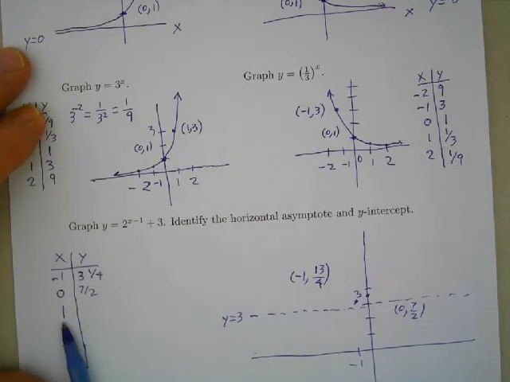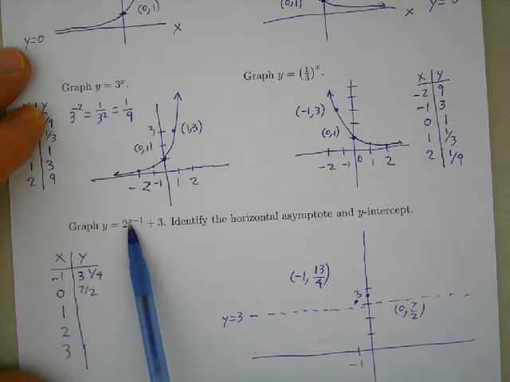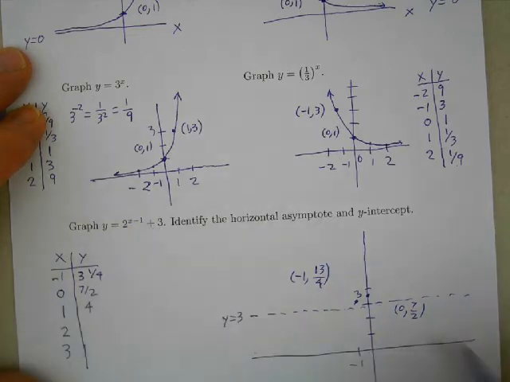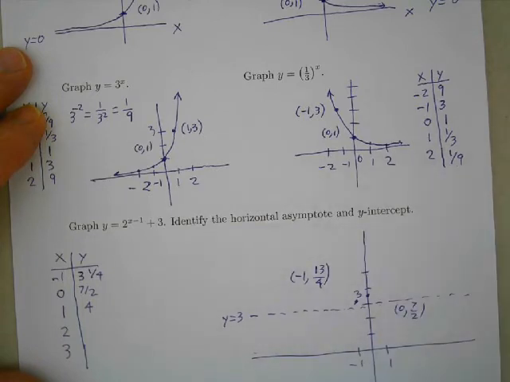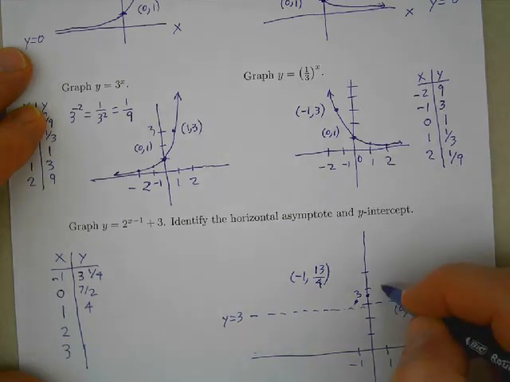Okay, when x is 1, replace x with 1, we get 2 to the 0, which is 1, and then 1 plus 3 is 4. So when x is 1, the y-coordinate is 4 right here.